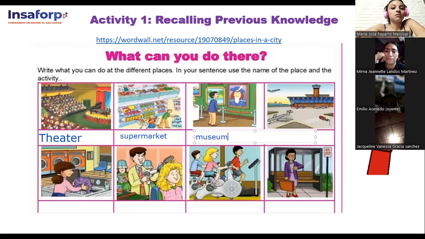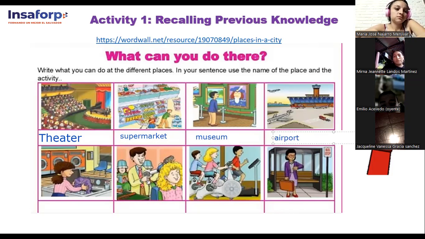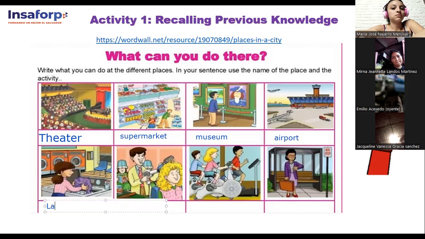Okay, the number four is the airport. What can you do at the airport? When you take a flight. You can wait for your relatives or friends, right? Coming from other countries. Okay, what about this picture? Laundry. She's doing the laundry. Yeah, you can do the laundry, right? Okay, what about the next one?